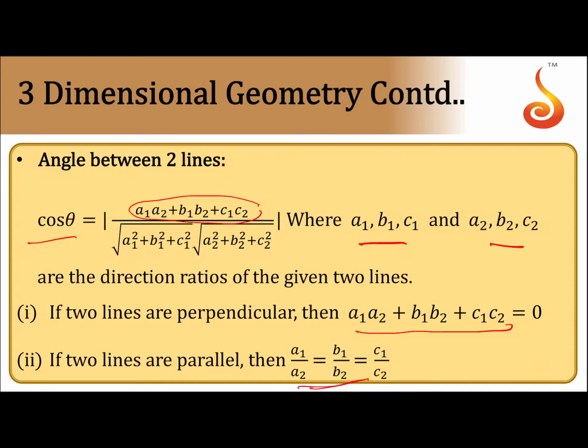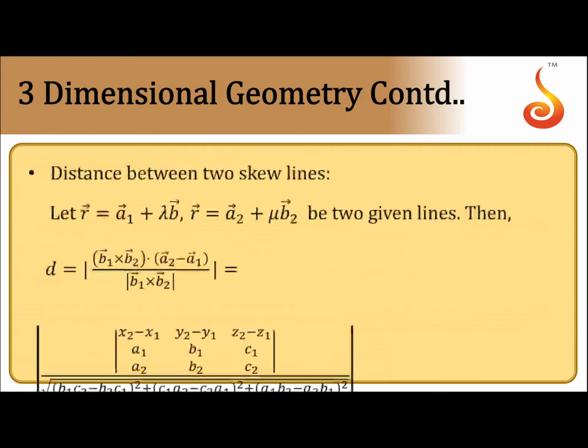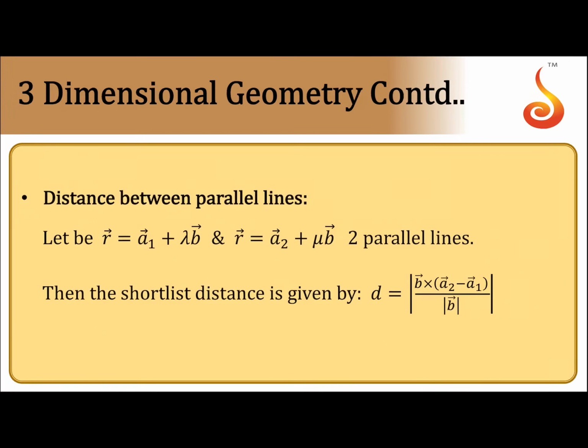Next one, distance between the two skew lines. This is one skew line and this is another skew line. For skew lines, the distance between them will always be along the line which is perpendicular to both the given lines. That's called shortest distance. And this is the Cartesian form, in terms of the Cartesian system, the distance between the two skew lines.